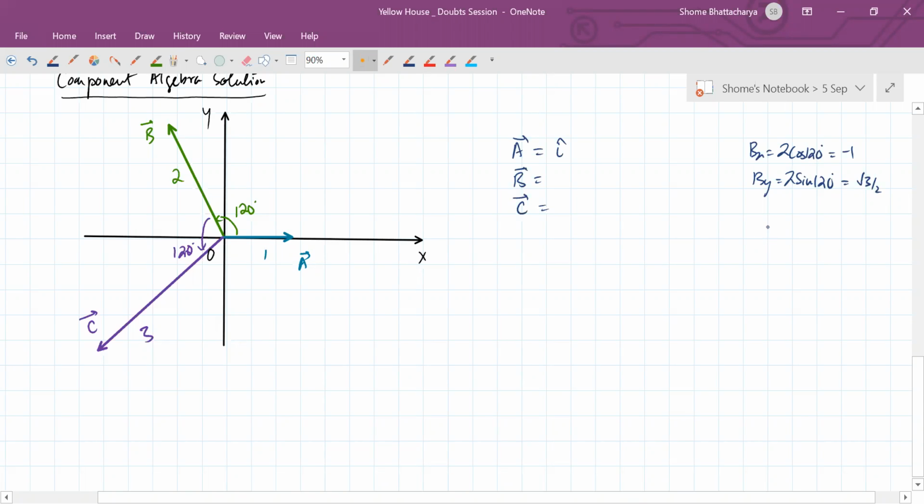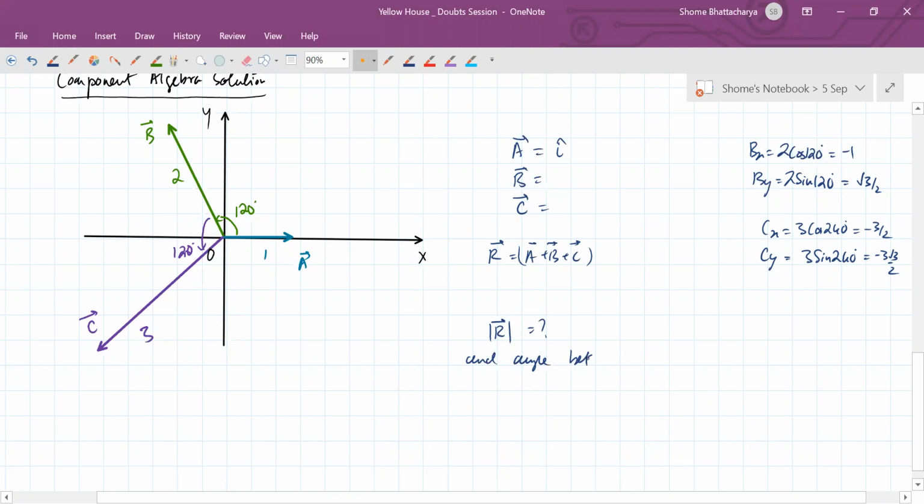C's x component you can see will become 3 cos 240. So that will become minus 3 by 2. And C's y component will be 3 sine 240. So that will be minus 3 root 3 by 2. Now write them in component form, then find the resultant. Okay. And then from that, find the magnitude of the resultant. Okay. And the angle between R and E.